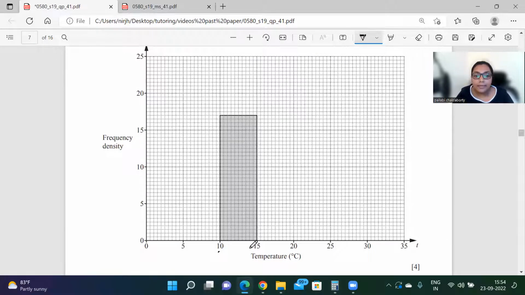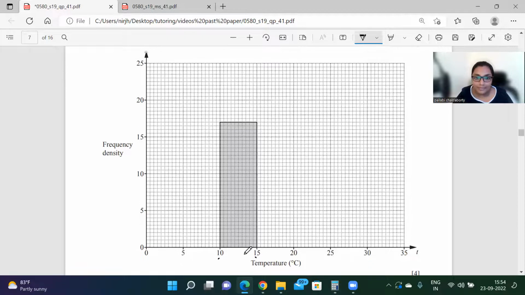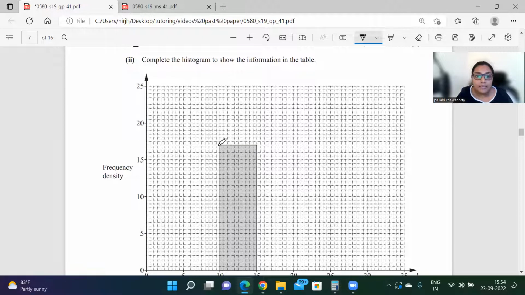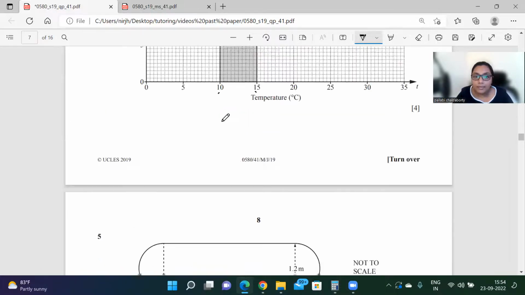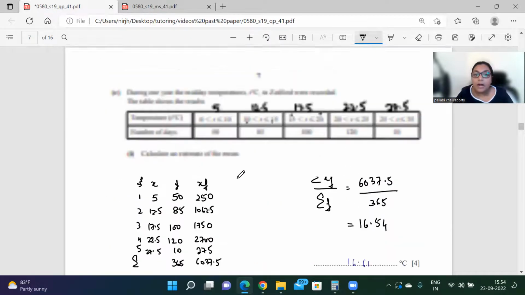So there is a 10 to 15 interval. So there is an interval of 5 over here, degrees Celsius. And the frequency density comes out to be, so each of these squares is 1. So this is 16, this becomes 17, right? So it's a 17 when it is 10 to 15, right? How do we get that?